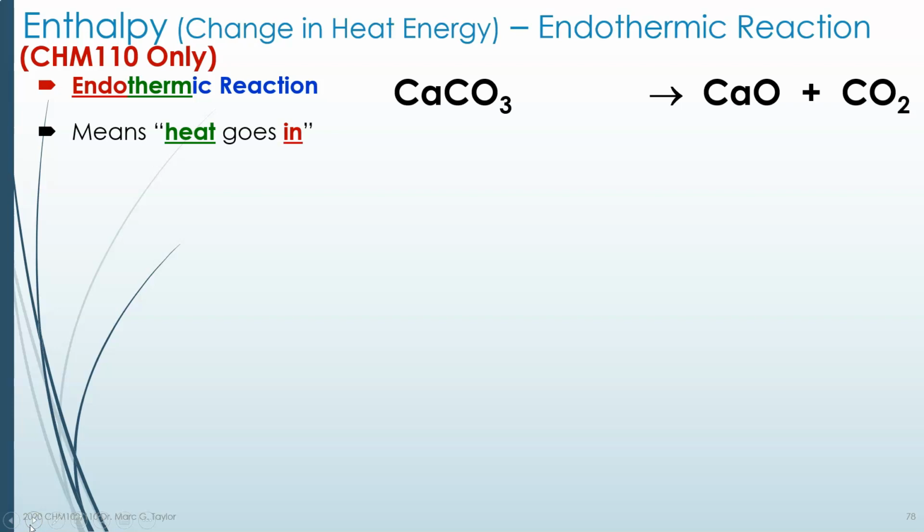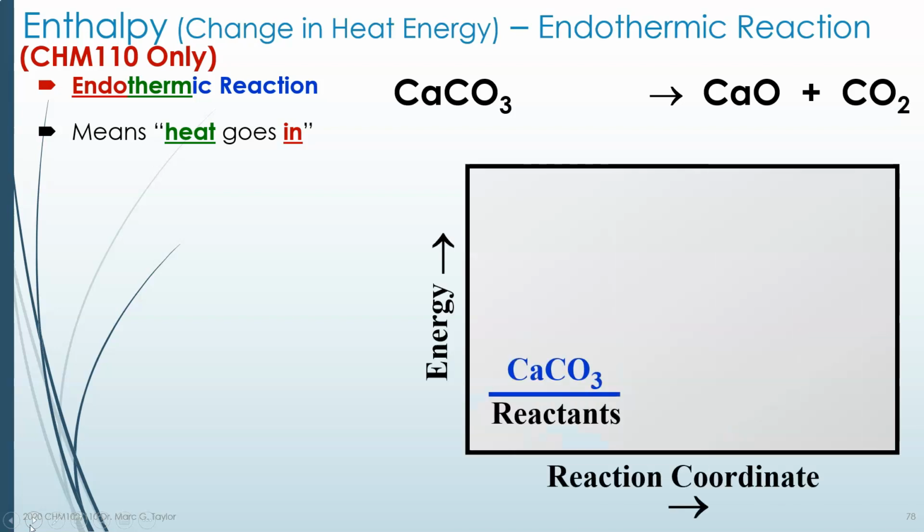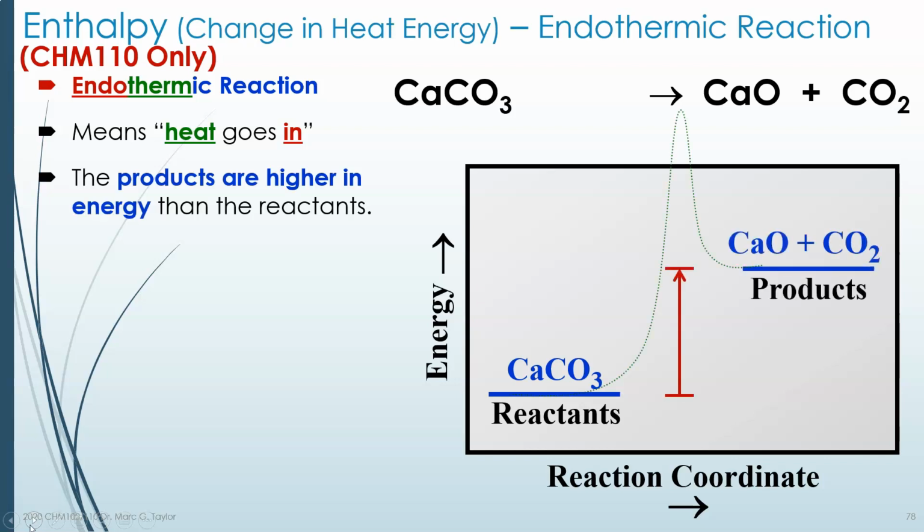Here's a reaction where calcium carbonate is in a decomposition reaction to produce calcium oxide plus carbon dioxide, CO2. And in this reaction, being endothermic, heat is going into the reaction. In other words, heat has to be added to the reactants to make the products. So that is telling us that the reactants are lower energy than the products. We only have one reactant, calcium carbonate, and this reactant requires added energy in order to produce the products.